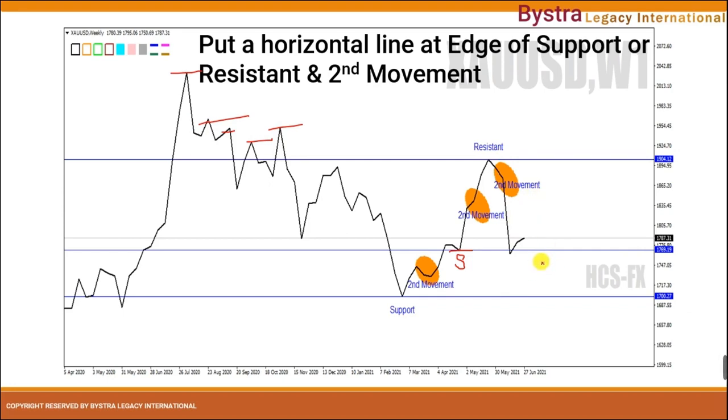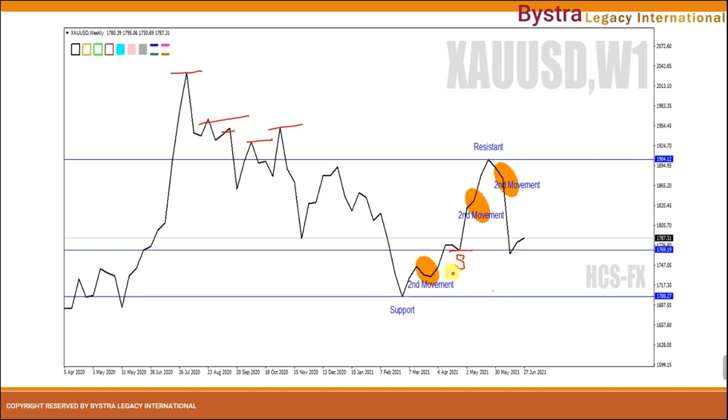And guys, once we have marked our support and resistance closest to our current price, next, don't forget to mark our second movement. So this resistance will be a strong resistance when there is a second movement. This support will be a strong support when there is a second movement on the right side. So remember guys, the second movement for this support is on the right side. This resistance will be strong when there is a second movement on the right side of this resistance.